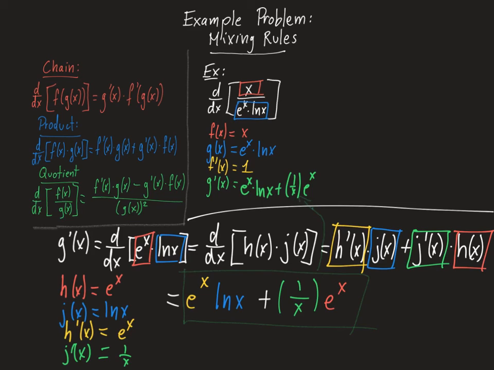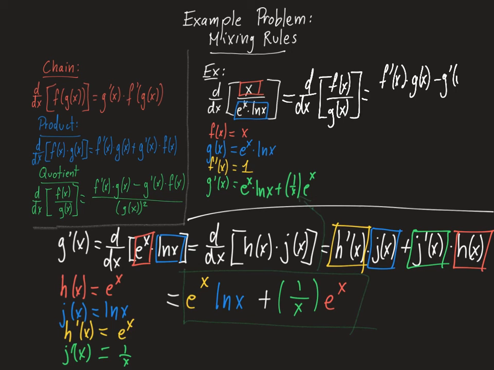We're almost done. All we have to do is rewrite this as a quotient rule. We're asked to find the derivative of a top function, which we've called f of x, divided by a bottom function, which we've called g of x. And quotient rule tells us that this is going to be the derivative of the top times the bottom minus the derivative of the bottom times the top. All this divided by the bottom function squared.